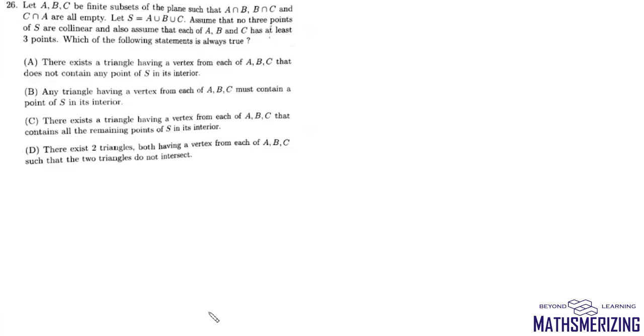Now question number 26 is, let A, B, C be finite subsets of the plane such that A intersection B, B intersection C and C intersection A are all empty, and let S be A union B union C. Now assume that no 3 points of S are collinear, and also assume that each of A, B, C has at least 3 points. Which of the following statements is always true? A, there exists a triangle having a vertex from each of A, B, C that does not contain any point of S in its interior.